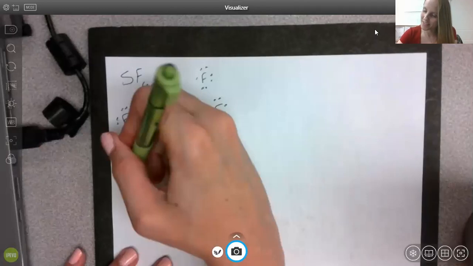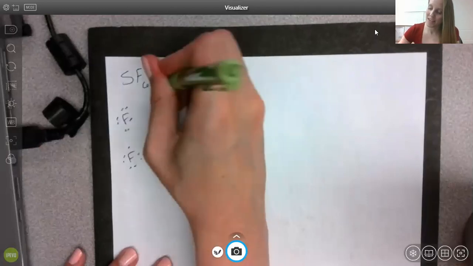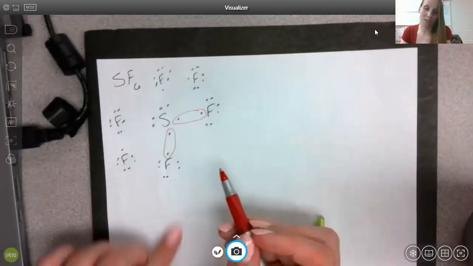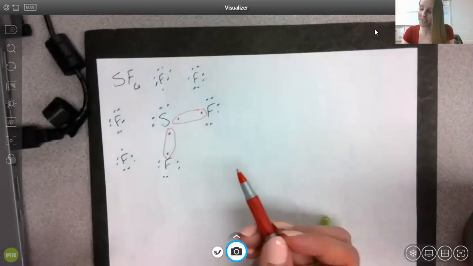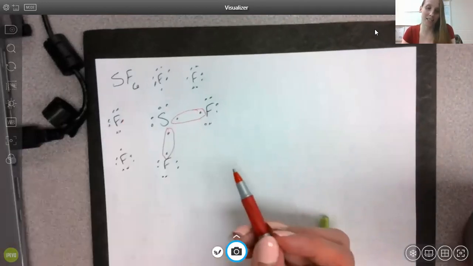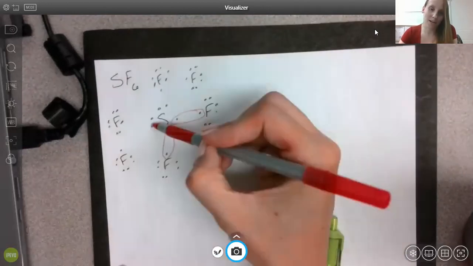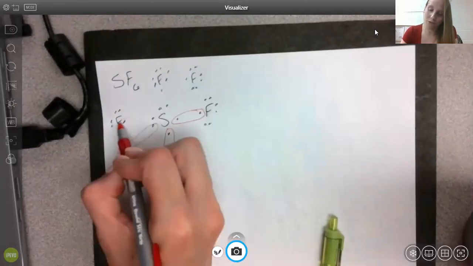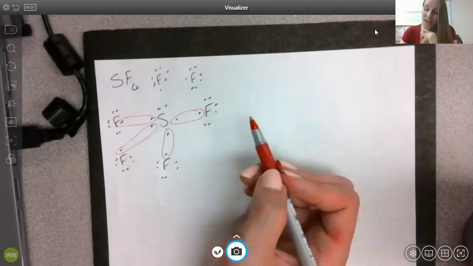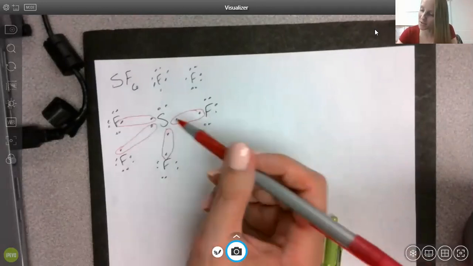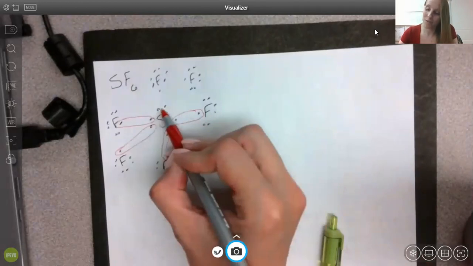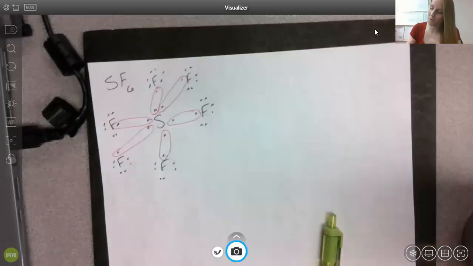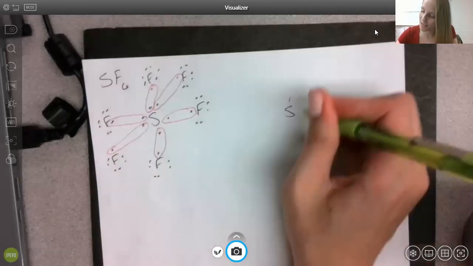1, 2, 3, 4, 5, 6. Okay, and then I'm going to start by sausaging my lone electrons on the sulfur. Then I'm going to realize I still have 4 more fluorines that I need to bond to this thing. So I'm going to start by separating these 2 electrons here and bonding them to the lone electrons on the fluorine. And then I still need more. If this was SF4, I would be done, but it's SF6. So I need to split up these 2 electrons as well to bond them to the lone electrons on the fluorine. And I end up with a shape that looks like this.